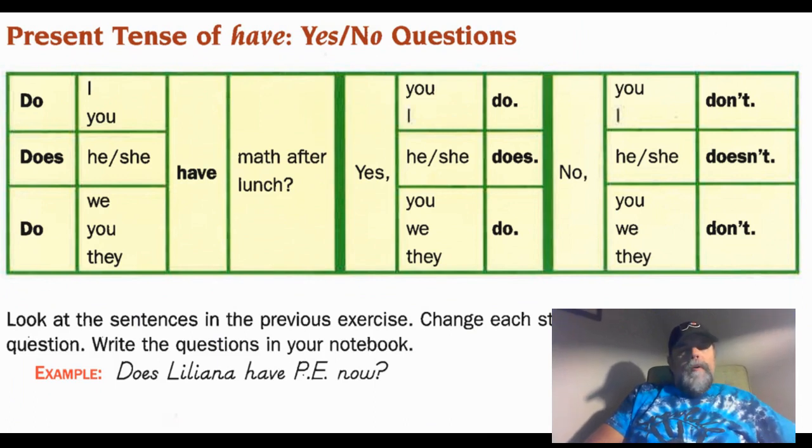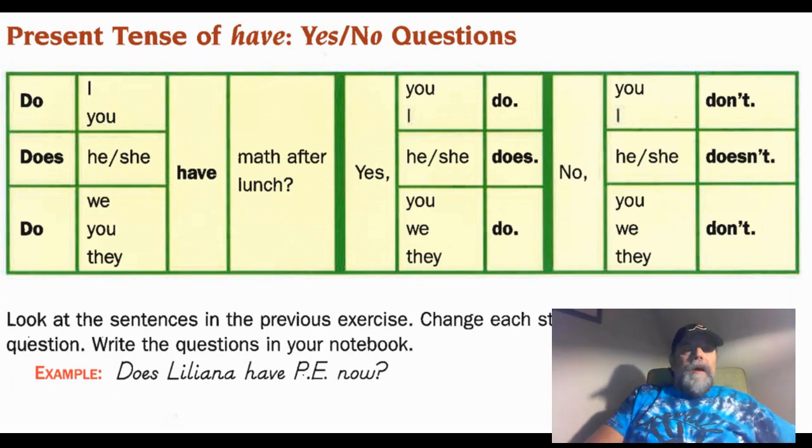You may remember when we did the verb to be, and we said, are you in Mr. Gomez's math class? Is she from Mexico? So we just moved the verb to be to the front, and then we put the person after that, the subject. So you're kind of doing the same thing, but you're leaving the have where it is.